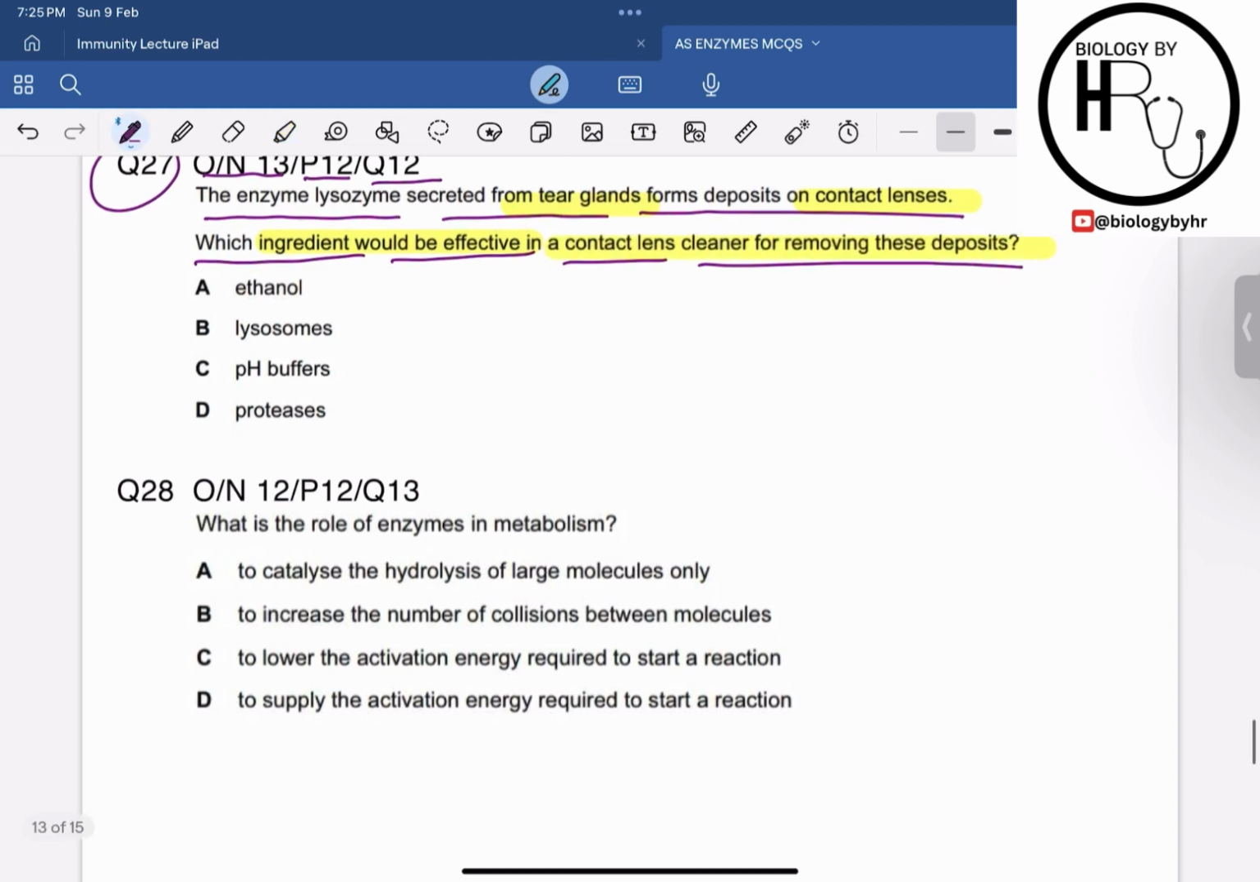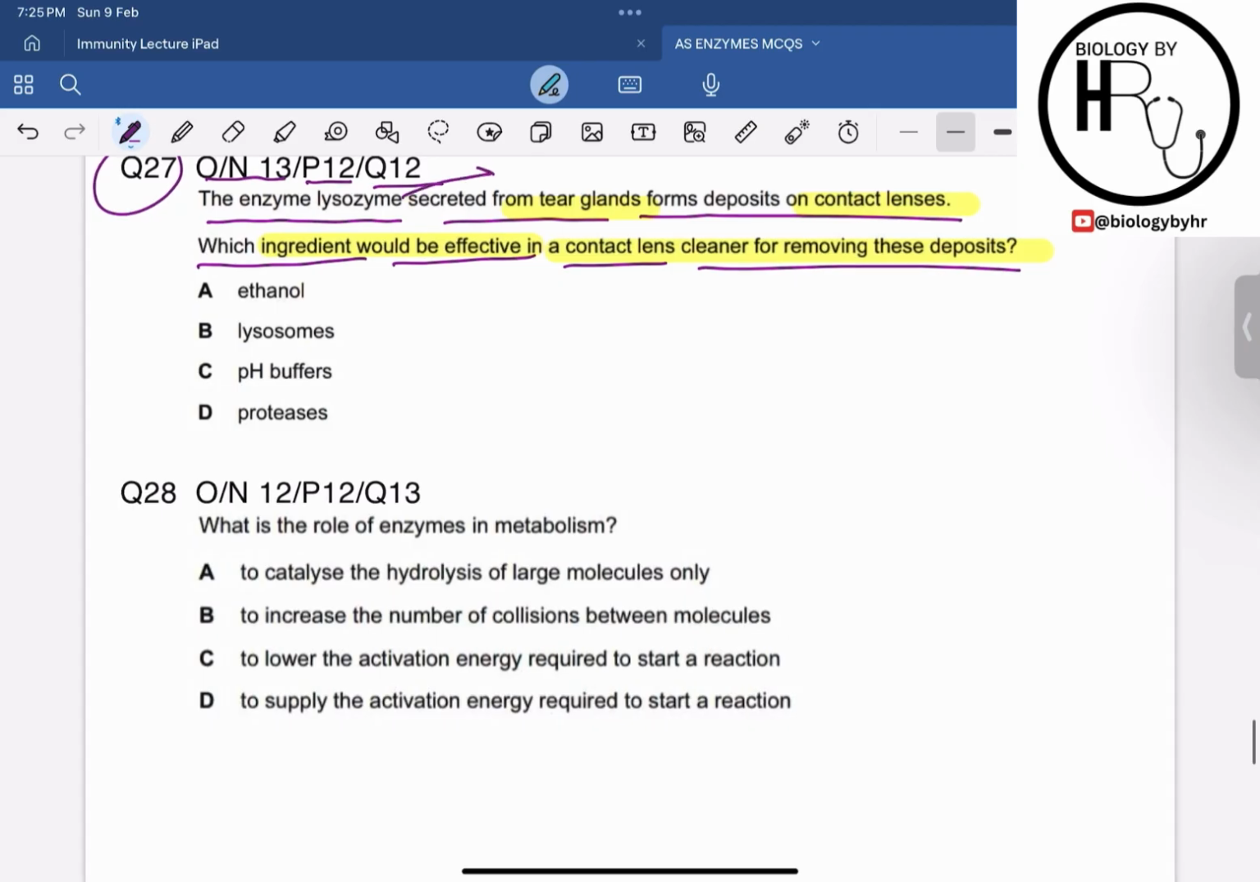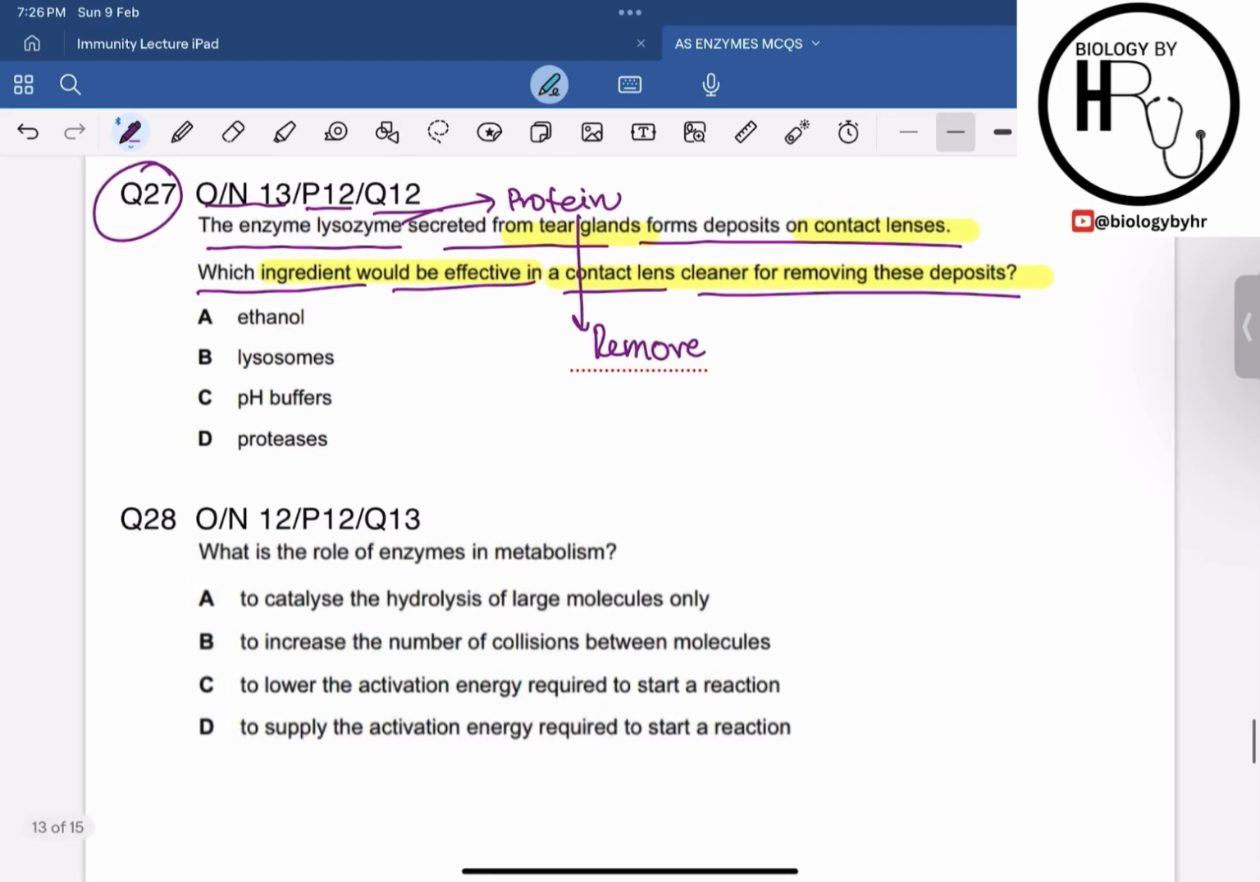So these deposits, which are the lysozyme enzymes, are basically protein in nature, so they must be removed, right? The substance which is used to remove the protein would be the proteases, right? They are the enzyme which will digest the proteins. So hence the correct answer over here would be option D, proteases.